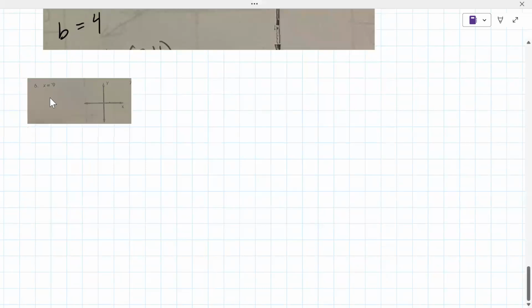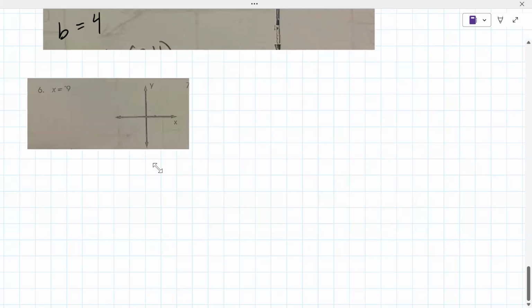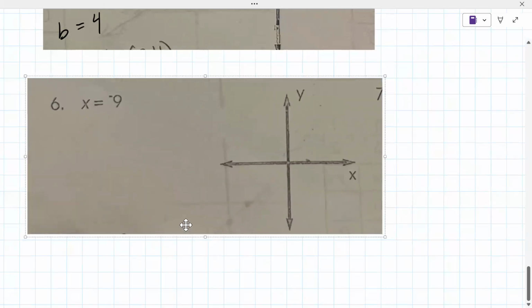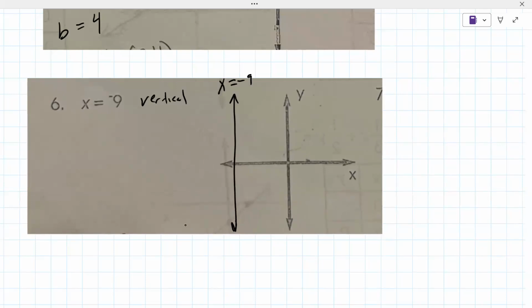If the other one was a horizontal line, what kind of line do you think this is? A straight one? Their lines are all straight. Oh, like up to down. Vertical, yes, this is a vertical line. So this one actually has no slope and no y-intercept.